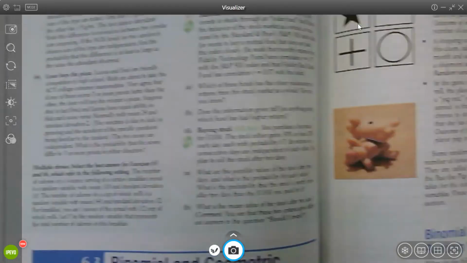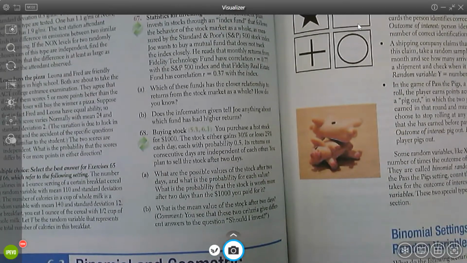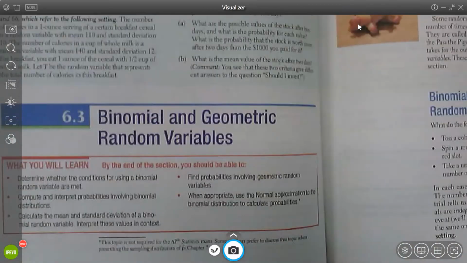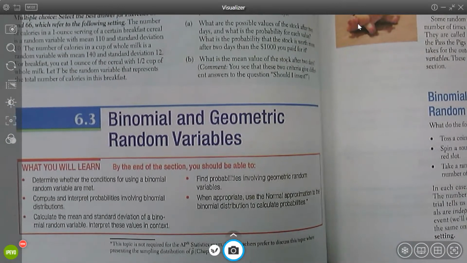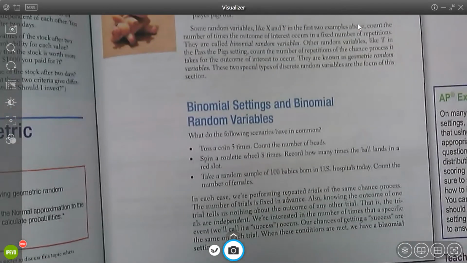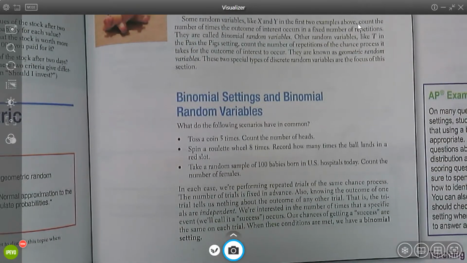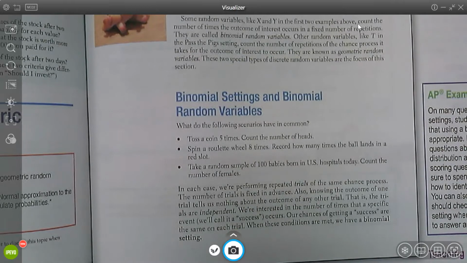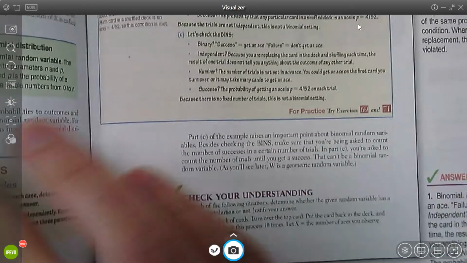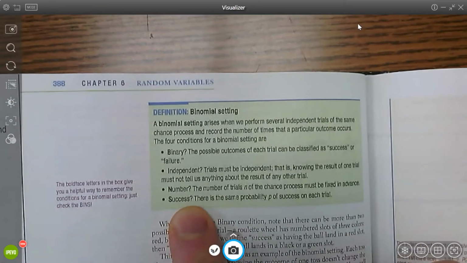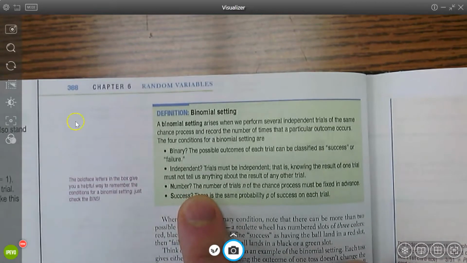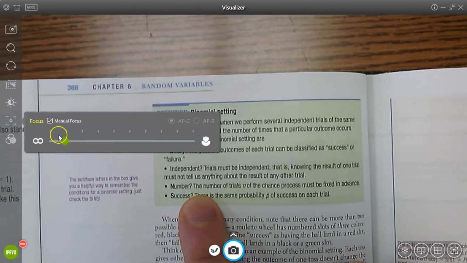Here we go, section 6.3. Here we talked about binomial and geometric random variables and just dove right in. In order for a situation to be a binomial setting, we check the acronym BINS, B-I-N-S. So what does that mean? B is binary. You're going to have two possible outcomes, the probability of success and the probability of failure.